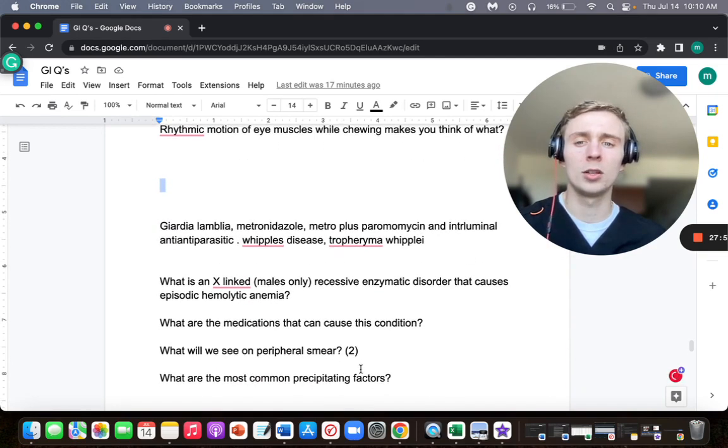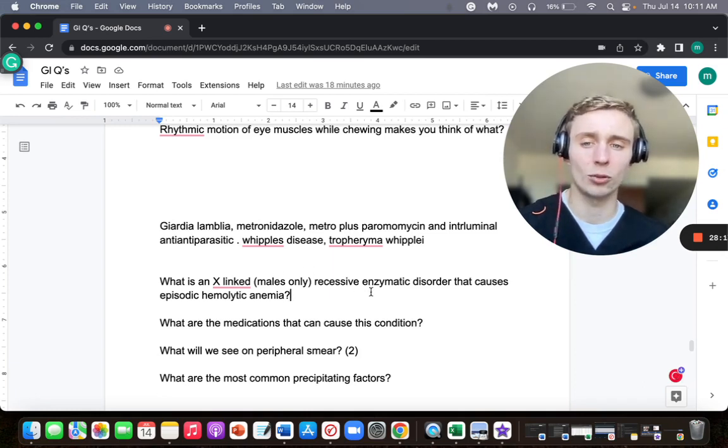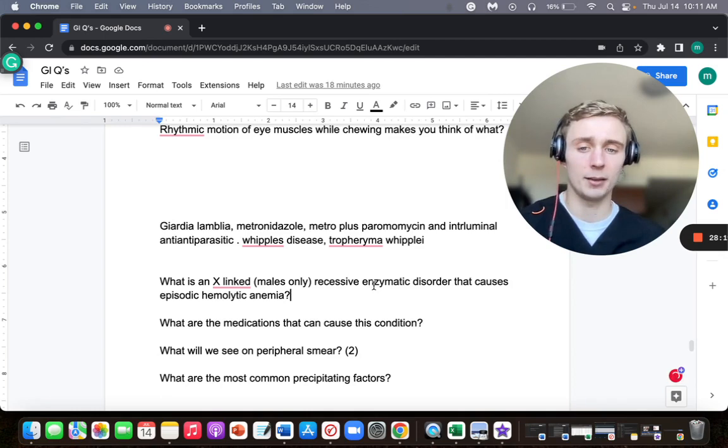Okay, next one. What is an X-linked, males only, recessive enzymatic disorder that causes episodic hemolytic anemia? So now we're going into some of the metabolic disorders in the GI system. X-linked, males only, not specifically the GI system, but in this unit of the GI system. Again, an X-linked, males only, recessive enzymatic disorder that causes episodic hemolytic anemia.